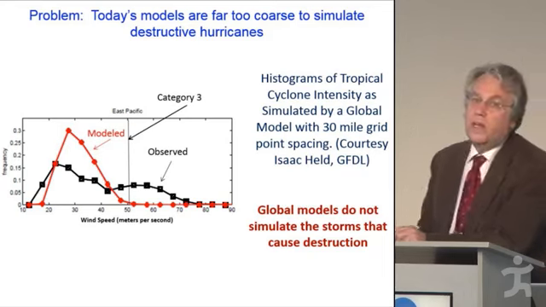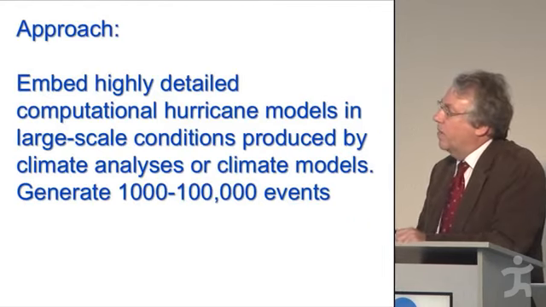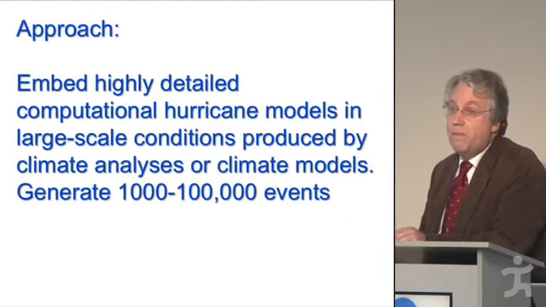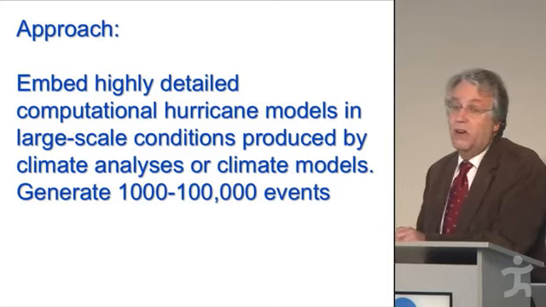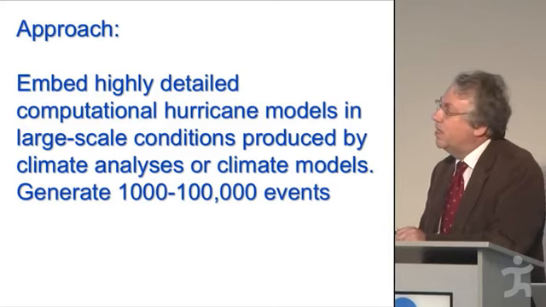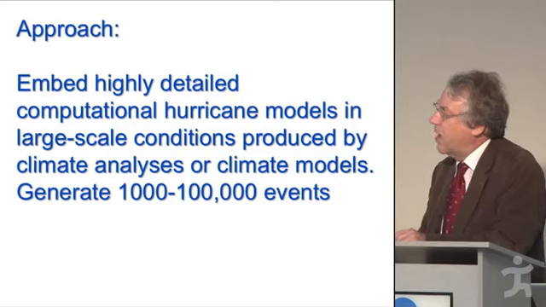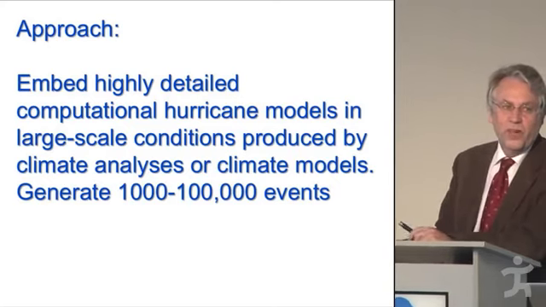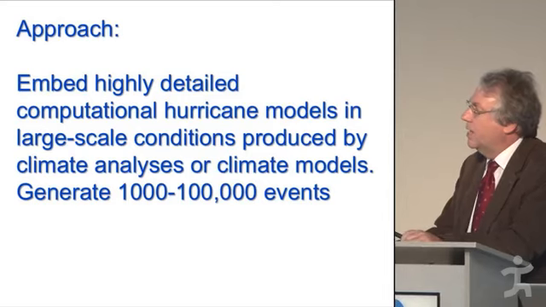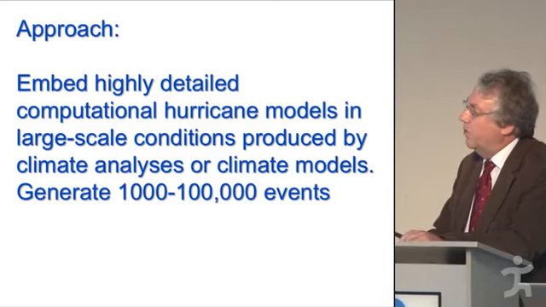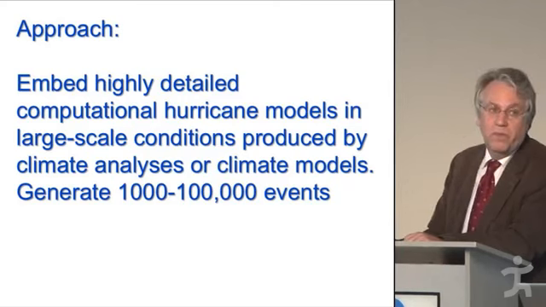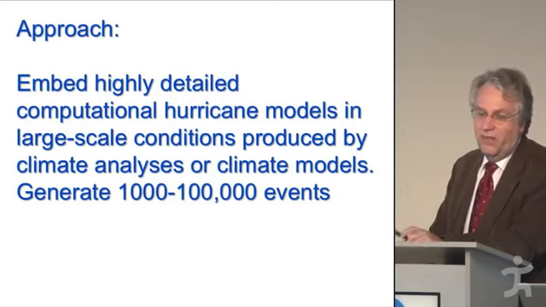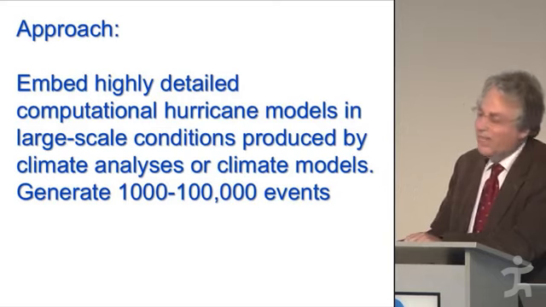So at MIT, we said, okay, let's see if we can get around this. We're going to take the global model and embed within it a really good hurricane model. It's very detailed, has very fine resolution, it's coupled to the ocean, all kinds of bells and whistles that I won't bore you with. And yet, the model is simple enough that in a given climate, we can easily generate 100,000 storms. Now you're talking turkey with statistics, right? 100,000 is a whole lot better than 8.